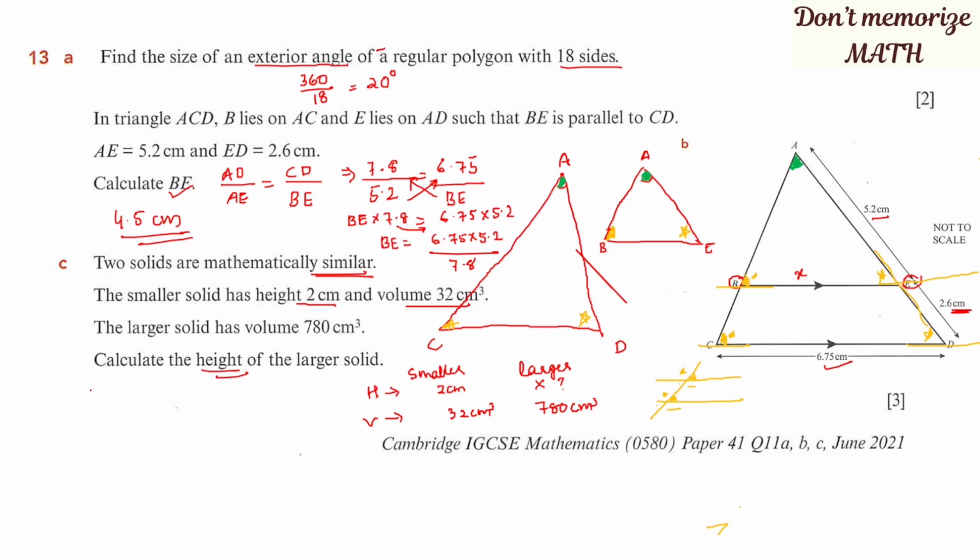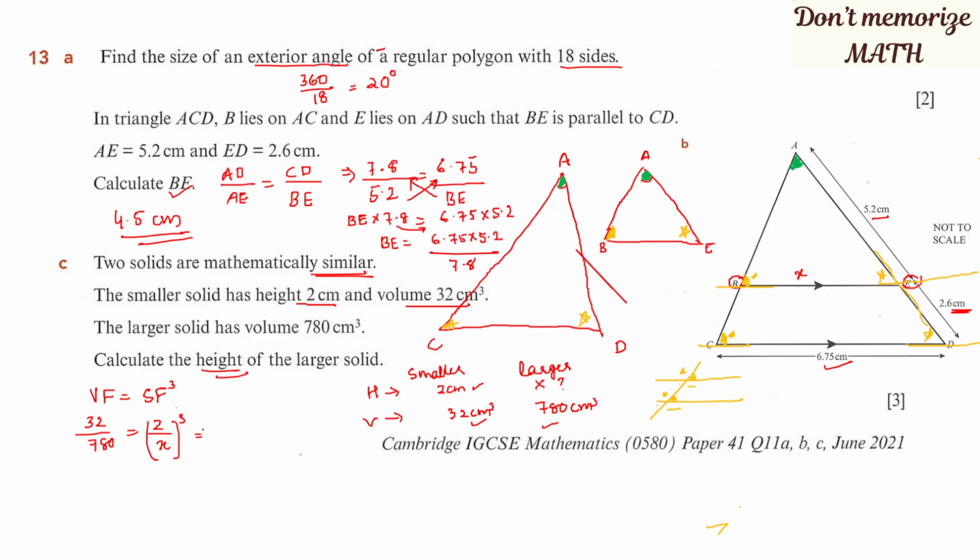So for similar shapes, volume factor is equal to scale factor cubed. Volume factor means the ratio of the volumes. The ratio is what? 32 over 780. So 32 over 780 equals, scale factor means any side length ratio, that is 2 over x, I will take height as x. So 2 over x whole cubed.